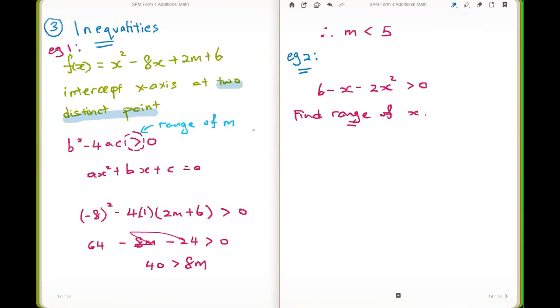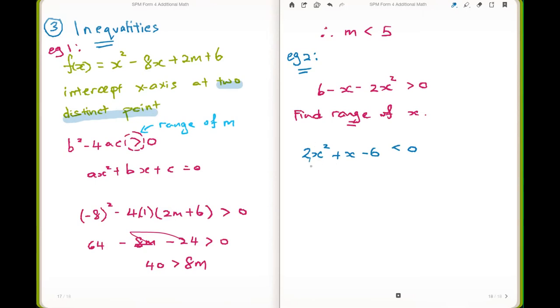Well, you can't use this anymore because they never tell you whether you have two distinct roots, one distinct root, or no root at all. They didn't tell that. They just ask for the range of x. So to do that, you try to get a positive value of x squared, the highest power, to make it positive. So I bring it over to the other side. It will be 2x squared plus x minus 6 would now be less than 0. So you need the value of this expression to be negative.